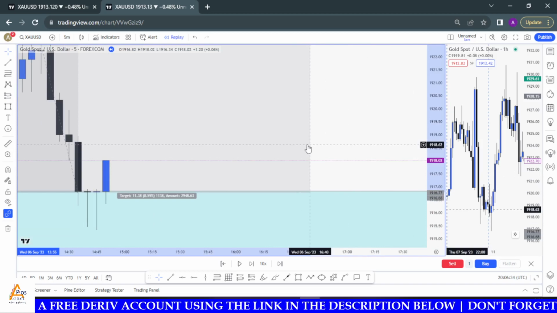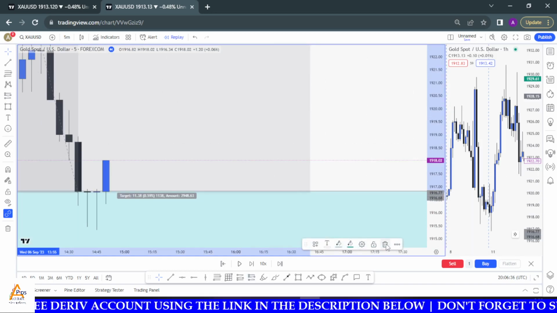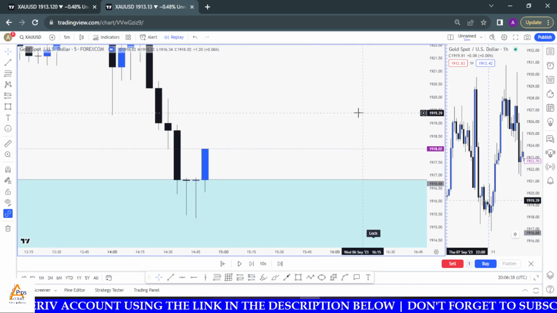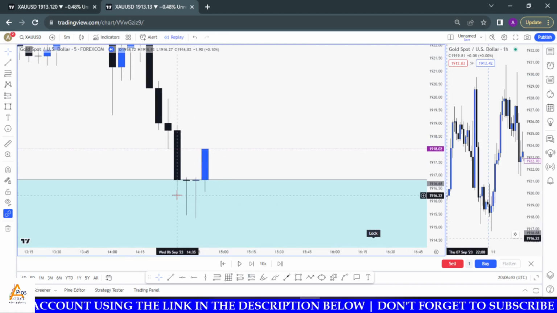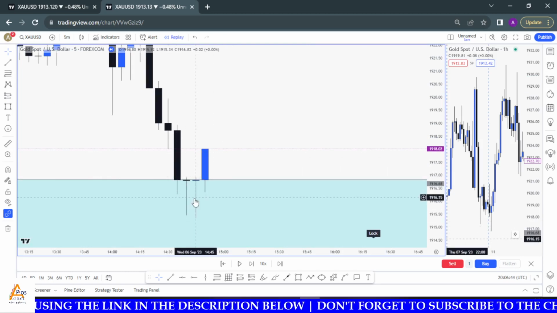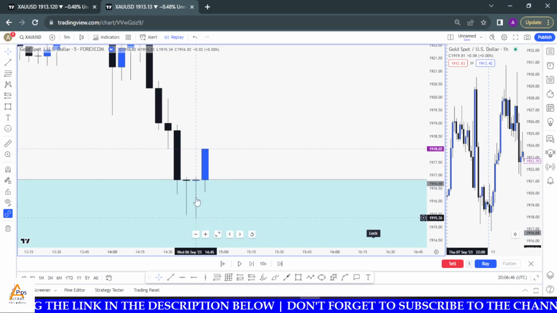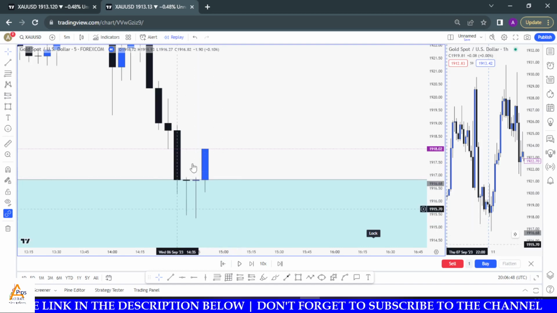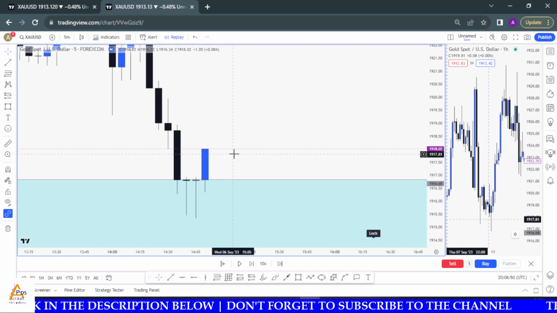Let me delete this. We have already seen this thing, so let me delete that so that I can focus here. All right, so here you can see we sweep this guy and we close out candle body above it, and then we sweep this guy again and close candle body above it. You get the point? Good.